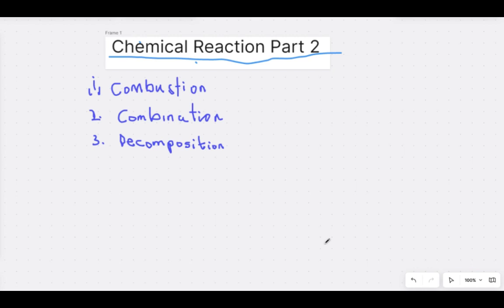We started with the first one, which is combustion reaction. After that, we look at combination reaction, and then we look at decomposition reaction. For the purpose of this class, we're only going to concentrate on these three types of chemical reaction. The first is combustion, the second is combination, and the third is decomposition. Now let's take a look at the first one, combustion reaction.